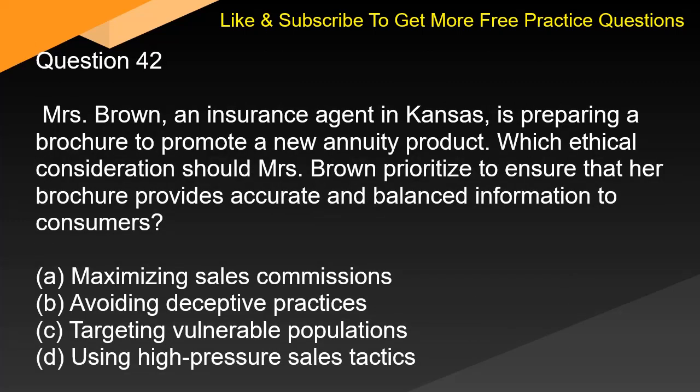Question 42. Mrs. Brown, an insurance agent in Kansas, is preparing a brochure to promote a new annuity product. Which ethical consideration should Mrs. Brown prioritize to ensure that her brochure provides accurate and balanced information to consumers? A. Maximizing sales commissions. B. Avoiding deceptive practices. C. Targeting vulnerable populations. D. Using high-pressure sales tactics.